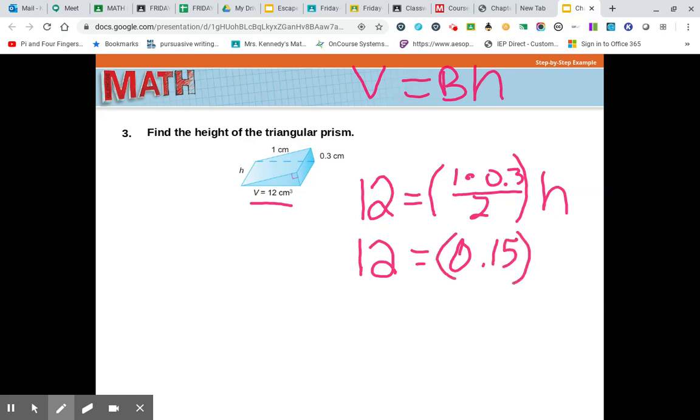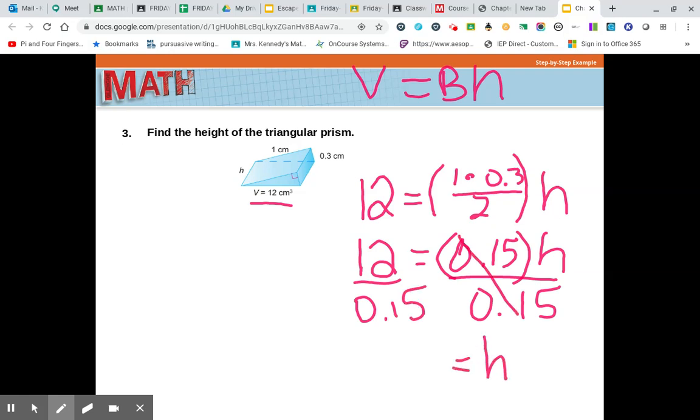which is 15 hundredths times H. And how do we get rid of multiplication? We divide both sides by the 15 hundredths. These cancel out. You bring down your H, and 12 divided by 15 hundredths is 80. Crazy, I know. So 80 centimeters is your missing side here. That would be your height.